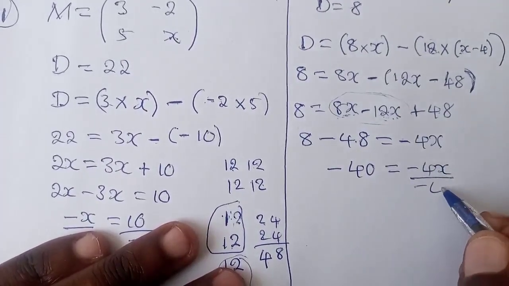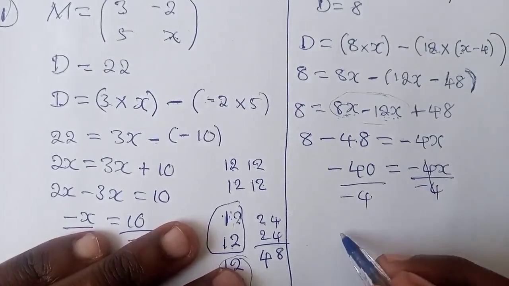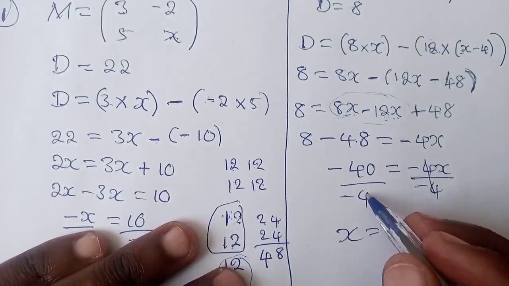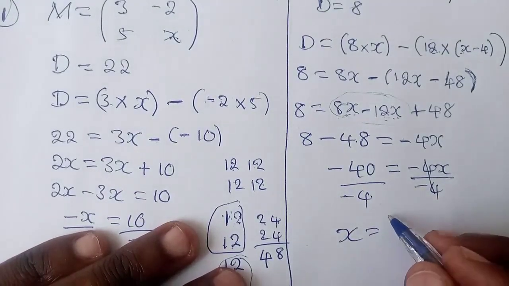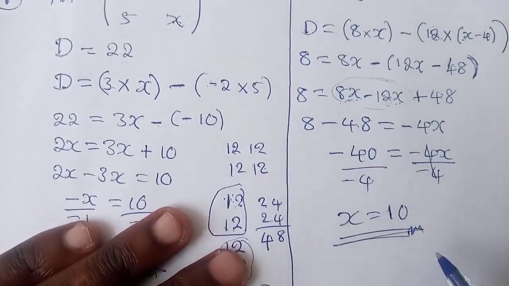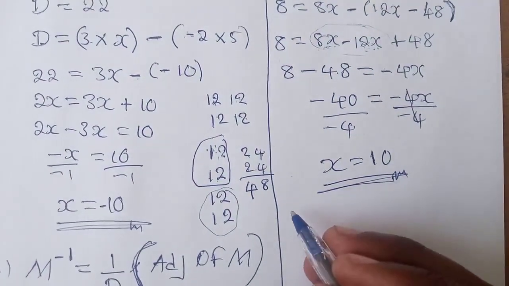So negative 4, negative 4. Then this one goes, so x is equal to negative into negative, it is positive. 4 into 4, that is 1. So that is what? 10. So the answer for the value of x is what? Is 10, like that. Same applies for the inverse.